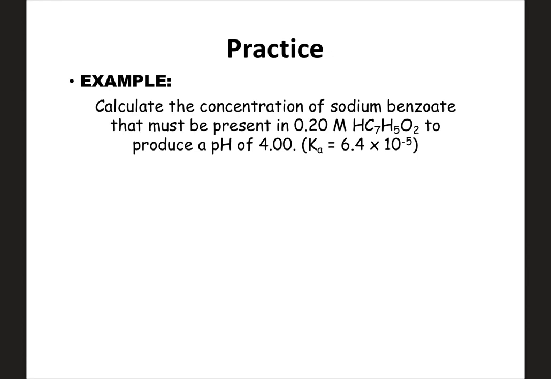One more example here. We want to calculate the concentration of sodium benzoate that must be present in 0.20 molar HC7H5O2 to produce a pH of 4.0, and we're given the Ka here. All right, so what I want you to do here is try this problem on your own. Pause the video, make sure you can do it. It's important that you can work through these problems on your own. And then when you rejoin, I'll have it completely solved for you and we'll see how you did. So pause the video right now and try this.